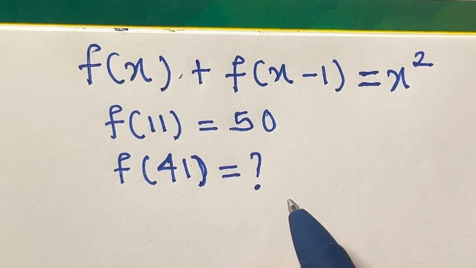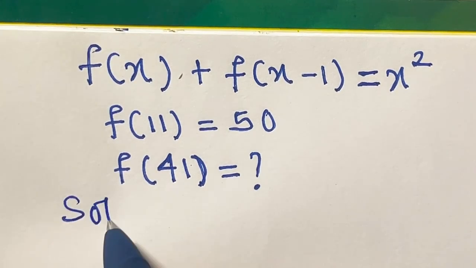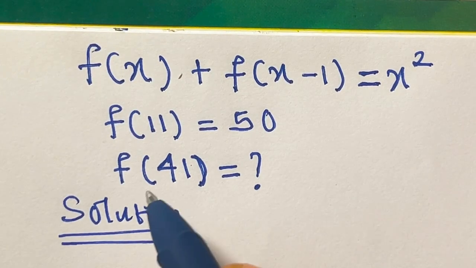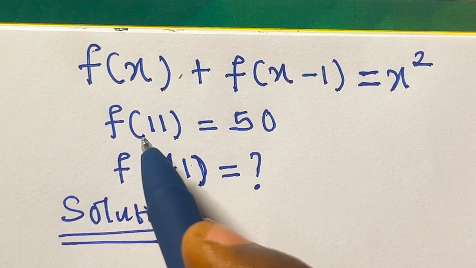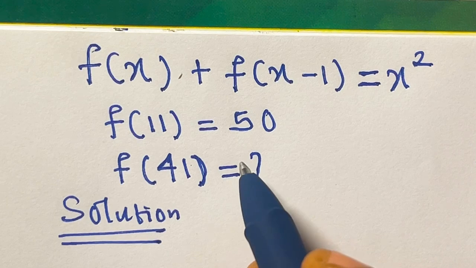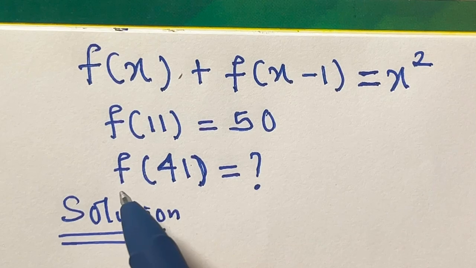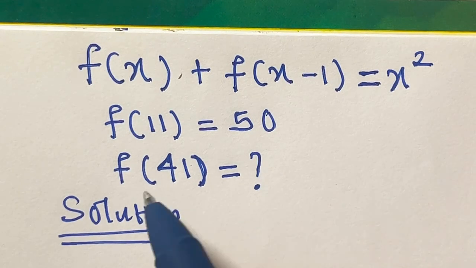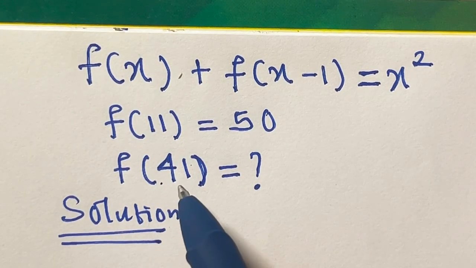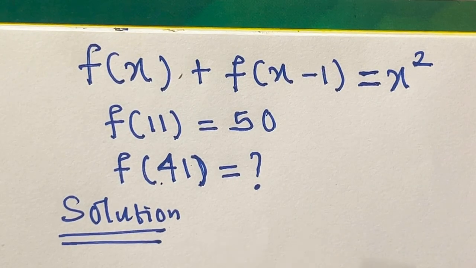Let's say solution. Since f of 41 is more than f of 11, which is 50, the answer we'll get will be more than 50. I mean, the value of f of 41 will be more than 50. So if this is more than this and this is 50, then the value of this will definitely be more than 50. Now, let's solve the problem.